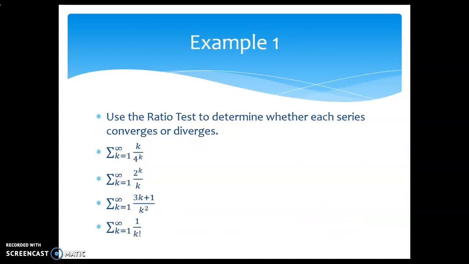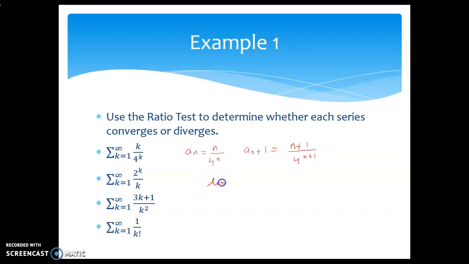Okay, so this is our first example. In this example, we want to know whether these four different problems converge or diverge. So first of all, we need to determine from the first problem which one is my a sub n. My a sub n here is n over 4 raised to the power of n. A sub n plus 1 is going to be equal to n plus 1 over 4 raised to the power of n plus 1.